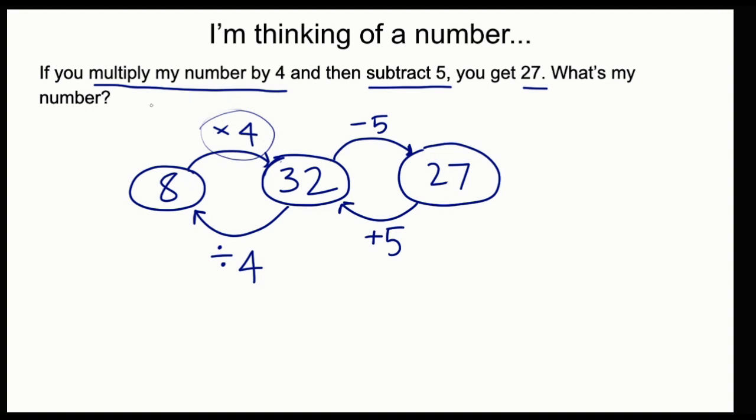So let's test this. If this is my mystery number here, then I'm going to test this by multiplying by 4, okay, 32, subtracting 5 to get 27. Nice, it works out. So my mystery number is 8.